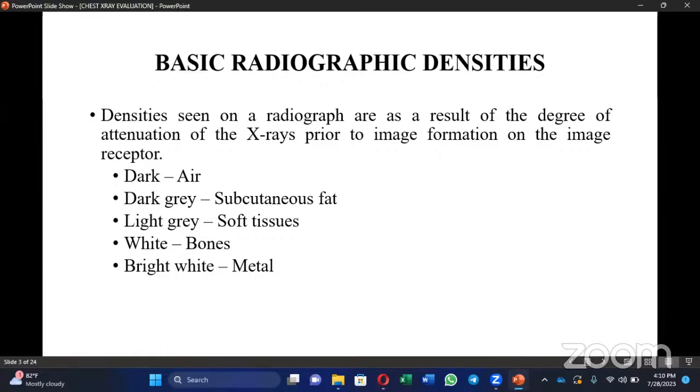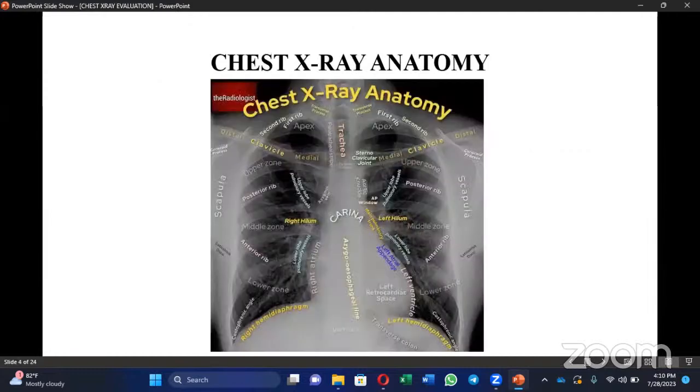So let's proceed. Having understood the basic radiographic densities, mind you, these are basic, okay? As we move on, we'll get to know a lot. So having understood the radiographic densities, let's move on to the chest X-ray anatomy. Anatomy is very important in X-ray reading. Without anatomy, you wouldn't be able to make any meaning out of the image that you are handed. So it is very important to know your radiographic anatomy very well, okay?